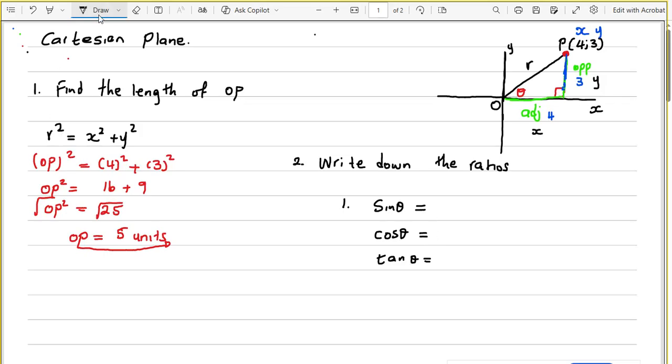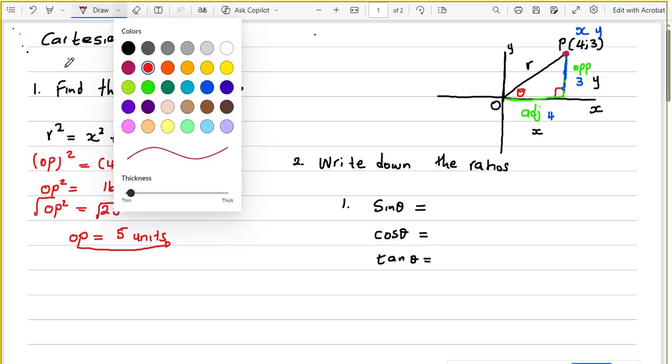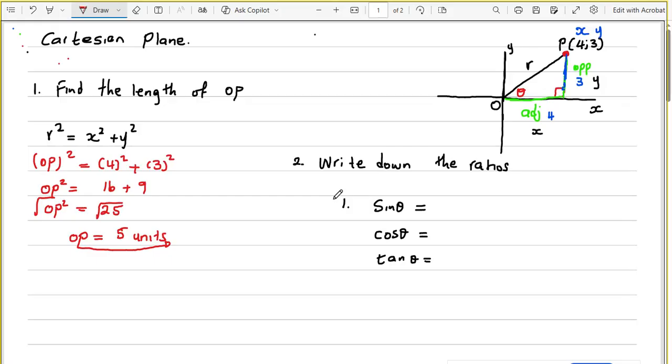Opposite over hypotenuse. So what is your opposite? 3. So this will be 3 over your hypotenuse, which is 5. So this is 3 over 5. That's the answer, okay?